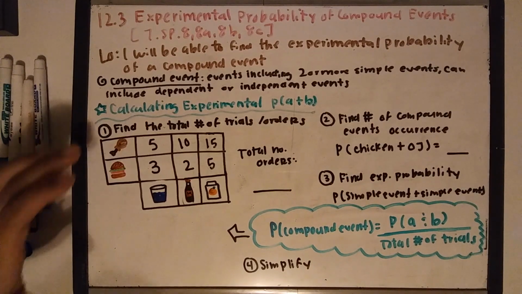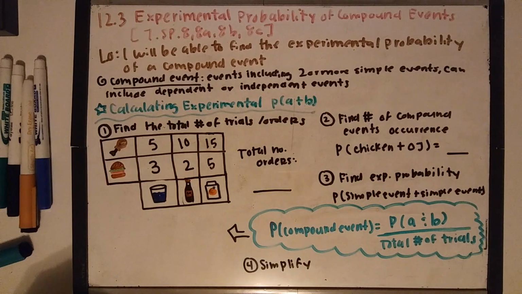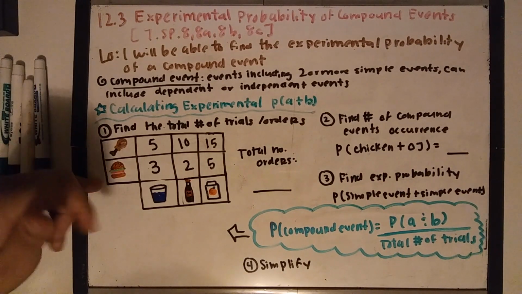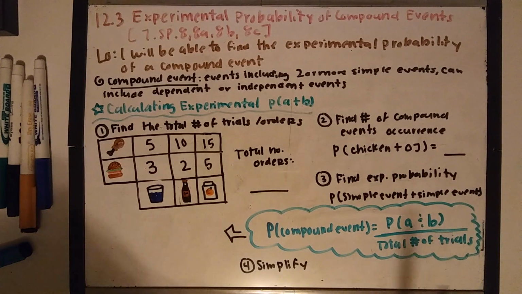Okay, so in this case, imagine this is a restaurant, right? And you have different orders. So you have the option to get chicken or hamburger, and either water, soda, or orange juice. So the first thing we need to do is find the total number of orders. Okay, so in this case, how do we find that?